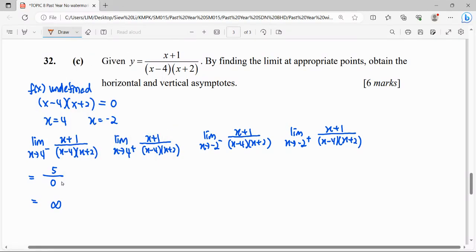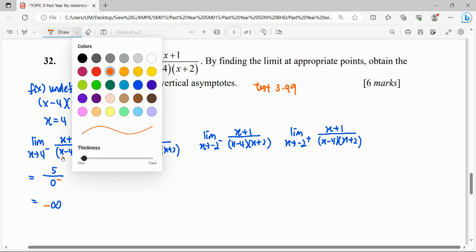So for 4 on the left hand side, we are going to test 3.99. When we substitute 3.99 here, we can notice that it will approach 0 negatively. So therefore, when x approaches 4 from the left hand side, we get negative infinity.